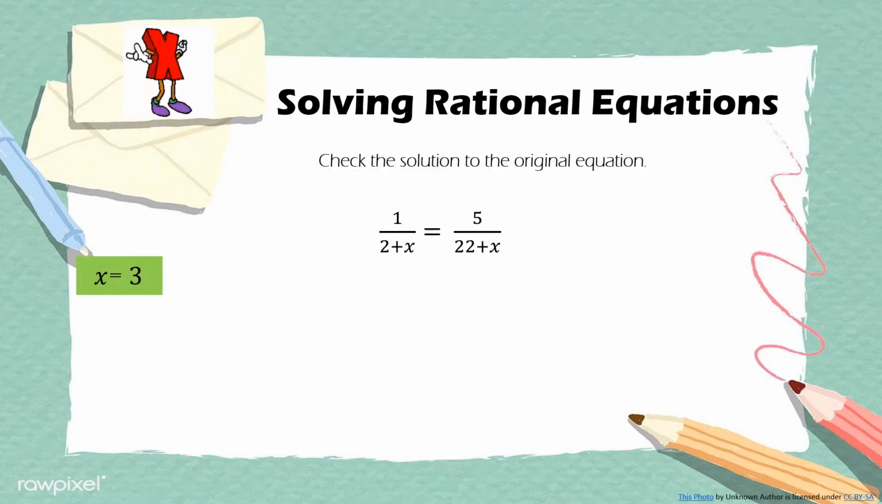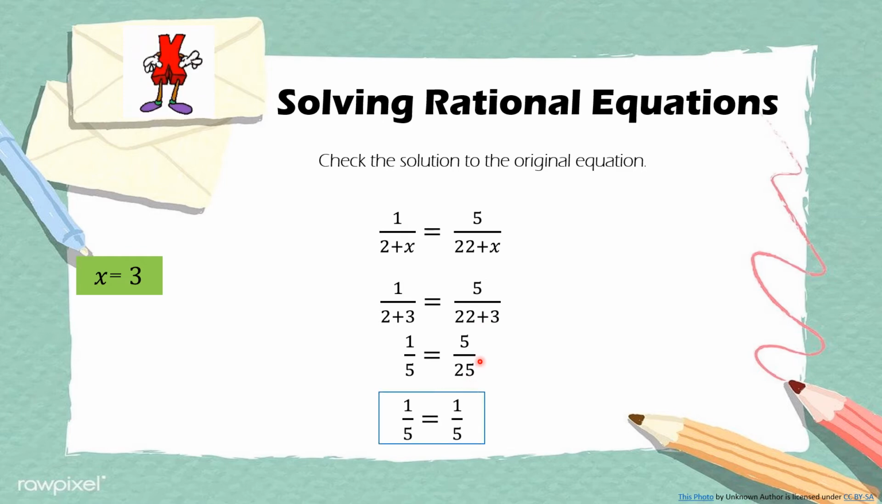To check if the solution 3 is correct, we will use the original equation and make 3 as our replacement value. So 1 over 2 plus x equals 5 over 22 plus x. It will become 1 over 2 plus 3 equals 5 over 22 plus 3. Simplifying it further, 1 over 5 equals 5 over 25.